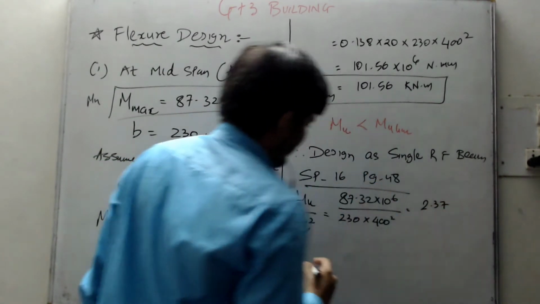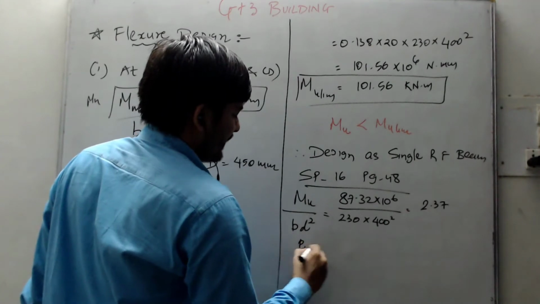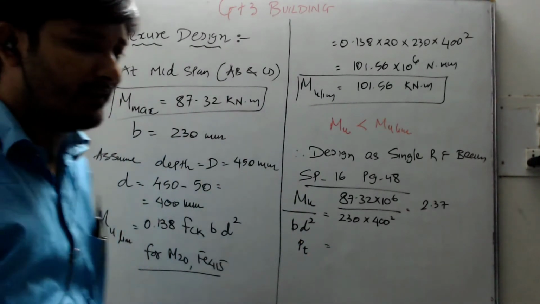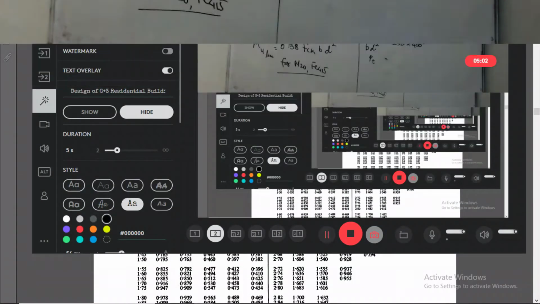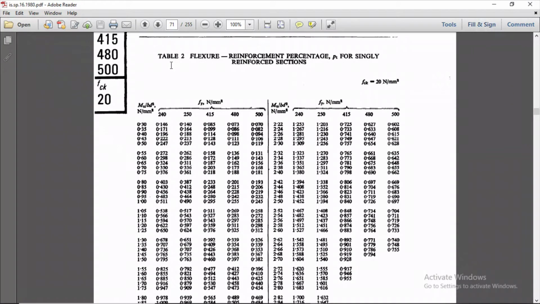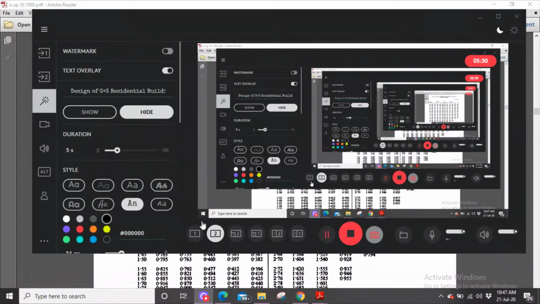From this page number 48, we are supposed to find out the value of pt for 2.37. So let us open the code, page number 48. This is table number 2. For 2.37 Mu by b d square, the value comes between 2.36 and 2.38, and for fy 415 the pt value is between 0.781 and 0.790. So let's go back to the board.